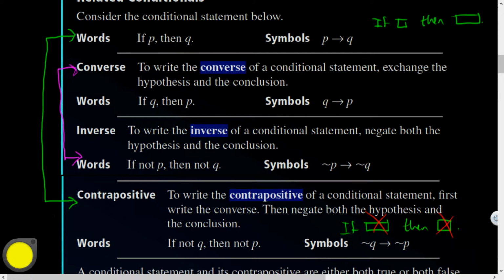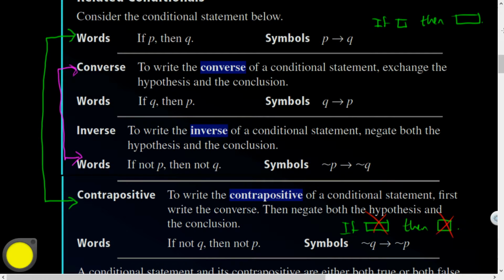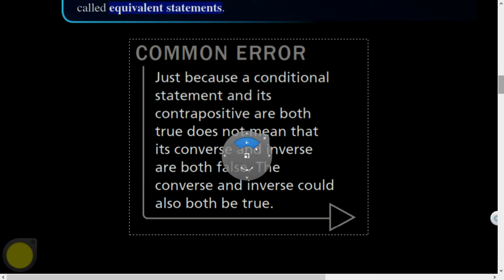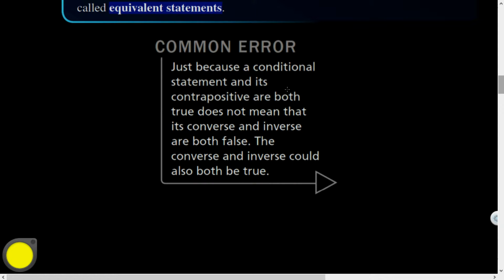And then I think I've got a common error, a little warning, that those things are paired in truth. Let's see, can I paste this right here? Ooh, common error. Just because a conditional statement and its contrapositive are both true, actually, I just realized we could really step up the meta here, and I could make this itself an if-then statement. That's crazy. But yeah, if a conditional statement and contrapositive are true, it does not mean that the others are false. Everything can be true sometimes. Okay, so yeah, that's an interesting thing to be aware of.